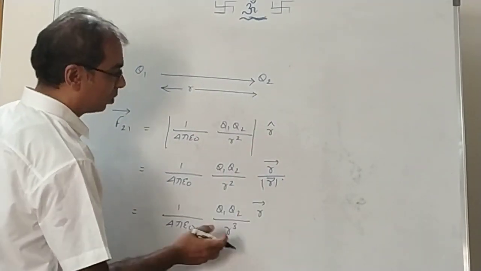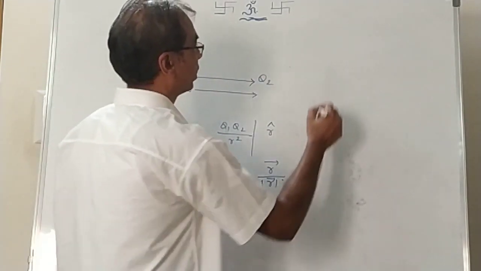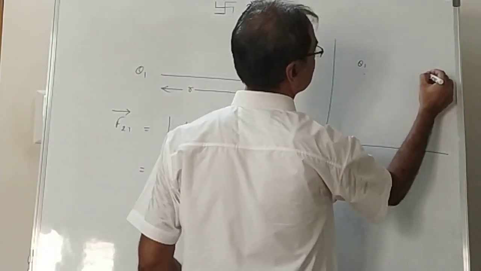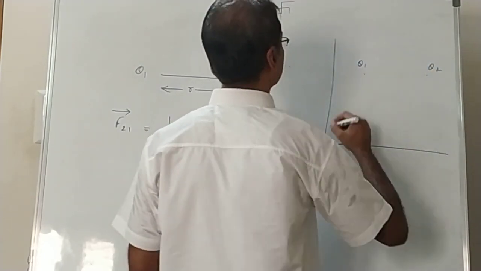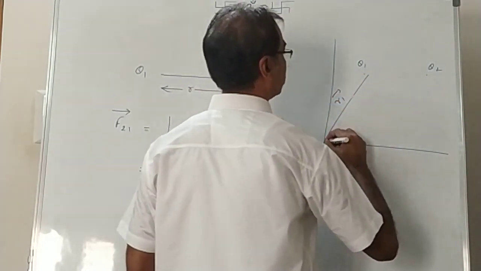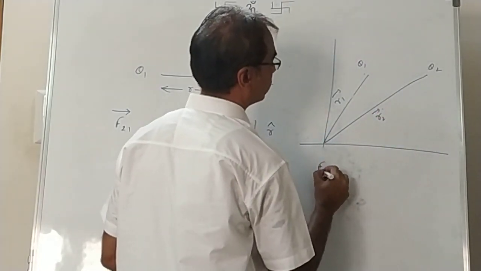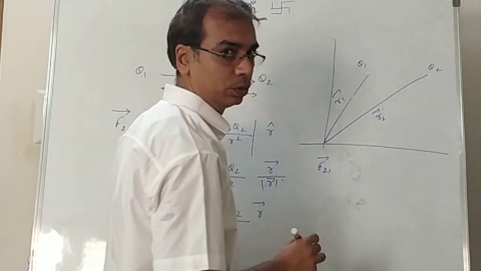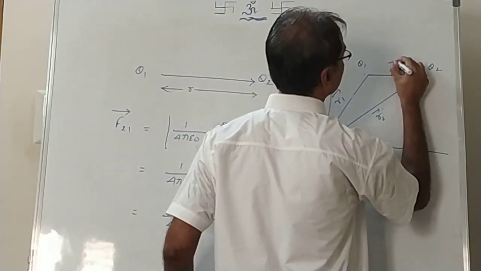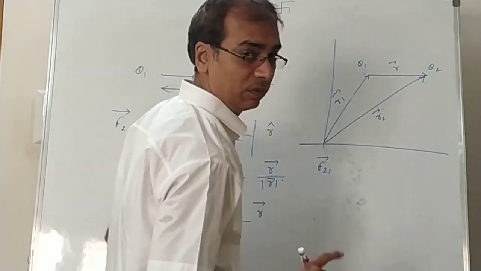Is that clear? Now sometimes we can write it in terms of the position vectors also. How we can write in terms of position vectors? See, here is Q1 and here is Q2. Suppose Q1's position vector is given to you as R1 vector. Okay, and Q2's position vector is given to you as R2 vector. And still we are finding F21. That means force on 2 due to 1. So let's join. This is our R. This is R2. And this is R1. So how will we write it?